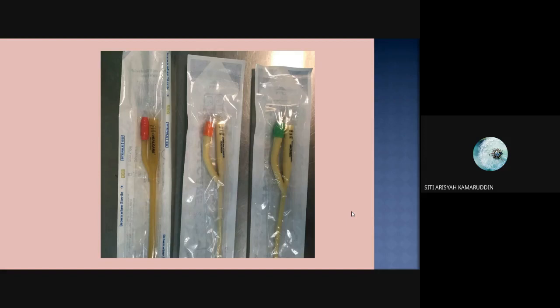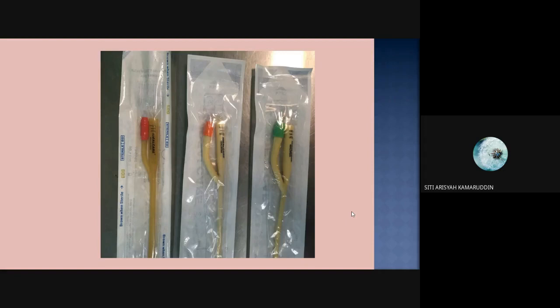And then after that, we have to apply the sterile glove and attach the urinary bag to the bed and ensure that the clamp is closed. And then we have to drape the patient with the drape found in the catheterization kit and lubricate the tip of the catheter using sterile lubricant.